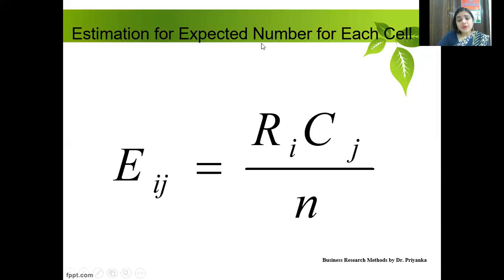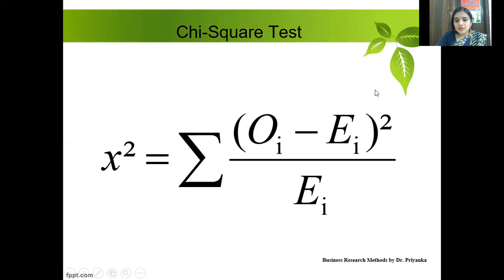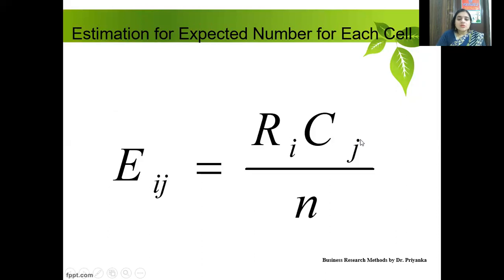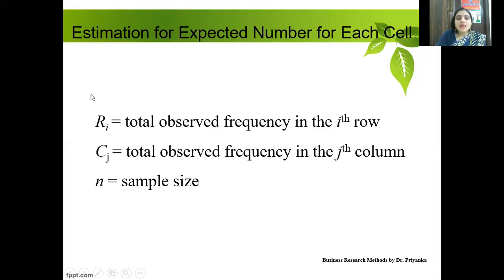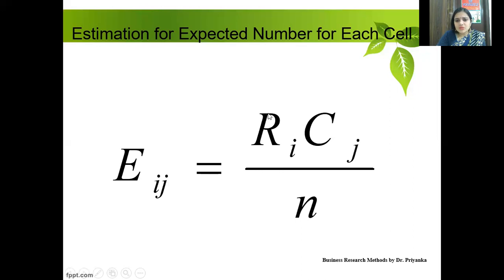Then estimation of the expected number for each cell. That means you will be calculating this particular value here. So again, there is another formula: Eij is equal to Ri Cj divided by n. That means you are talking about rows and columns here. Ri is the total observed frequency in the ith row, Cj is the total observed frequency in the jth column, and n is your sample size. This is a very easy formula to remember because you are just talking about rows and columns divided by the number of samples.